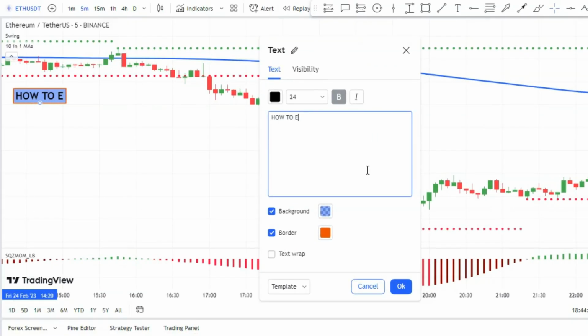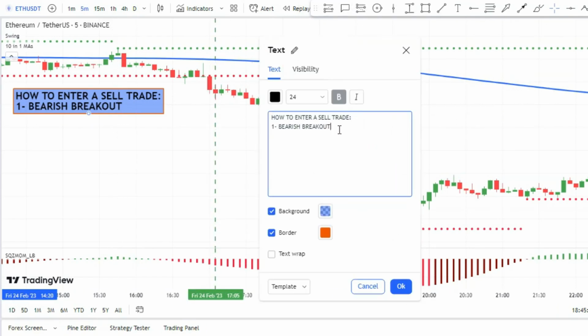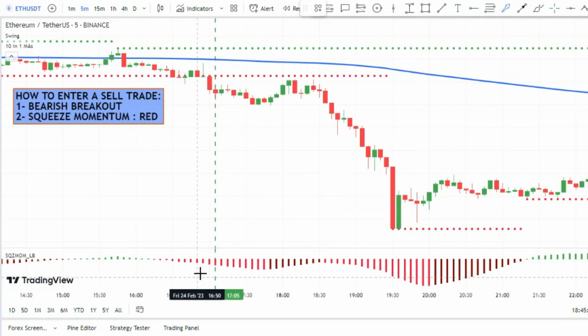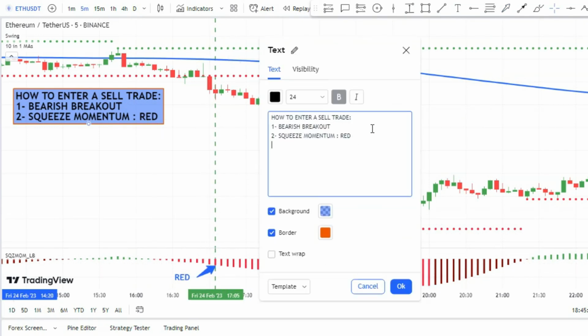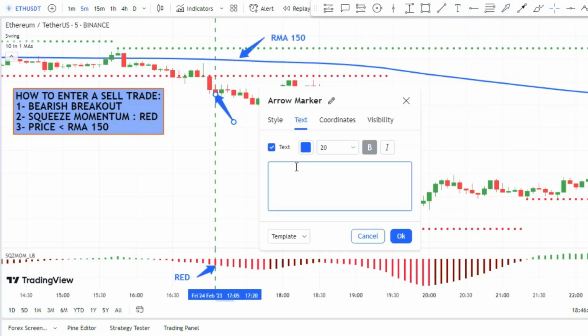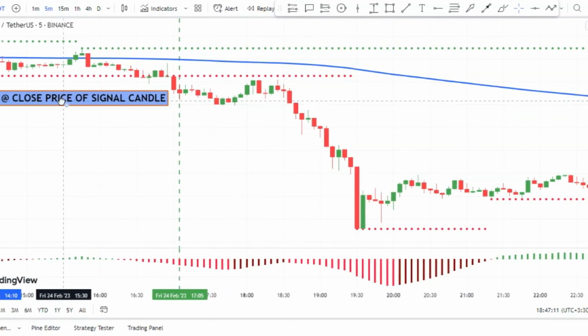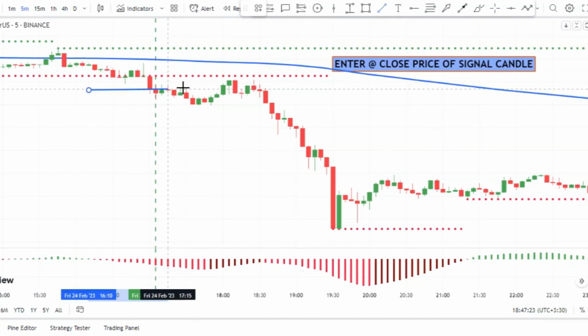To enter a sell trade, we wait for a bearish breakout to occur, indicating a potential downward trend. Next, we look for confirmation from the squeeze momentum oscillator, which should show a red histogram indicating a strong bearish momentum in the market. Finally, we need to confirm that the price is below RMA 150. Once all these 3 conditions are met, we can enter a sell trade at the close price of the signal candle.